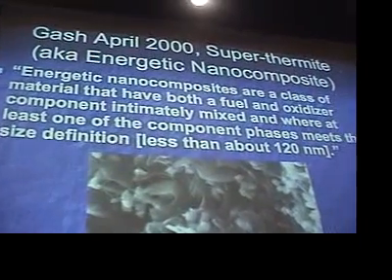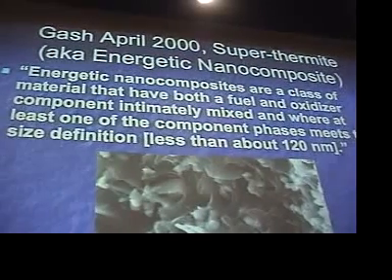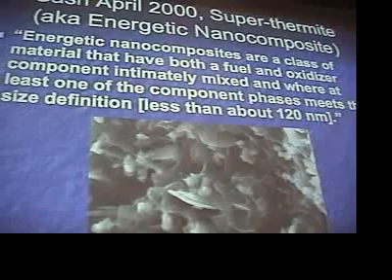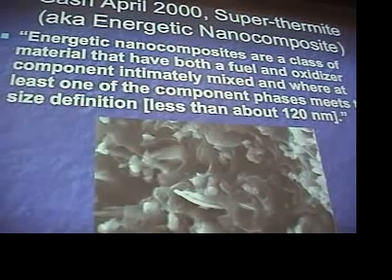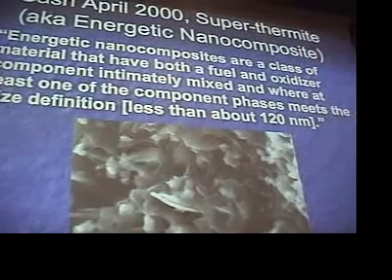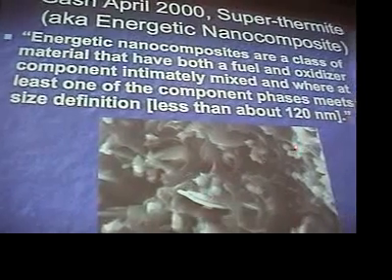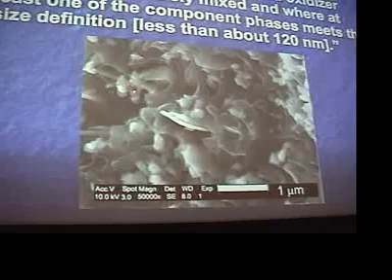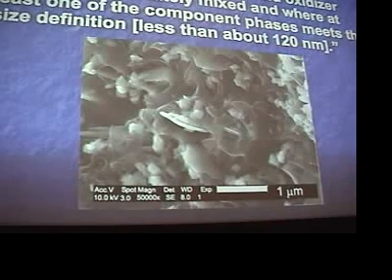Here we go. Energetic nanocomposites are a class of material that have both a fuel, aluminum, and an oxidizer, iron oxide, for example. There are other oxidizers possible. Intimately mixed, and where at least one of the component phases meets the size definition. Typically, as I see in the literature, that is about 120 nanometers. One of the components has to be less than that. It turns out that the grains of iron oxide are already less than that, about 100 nanometers.